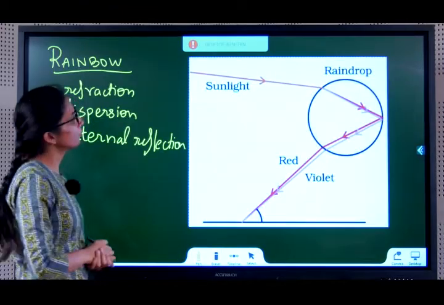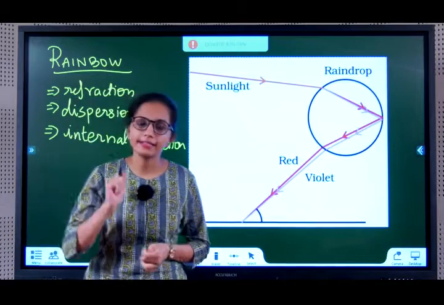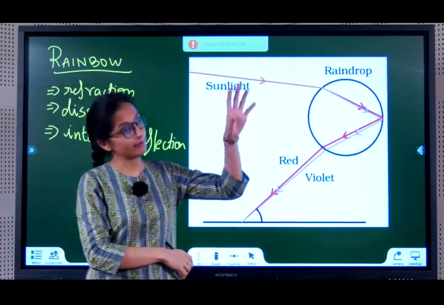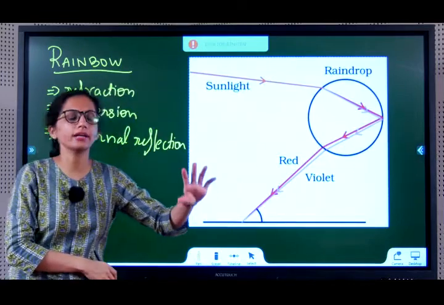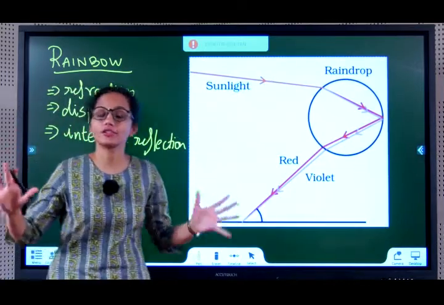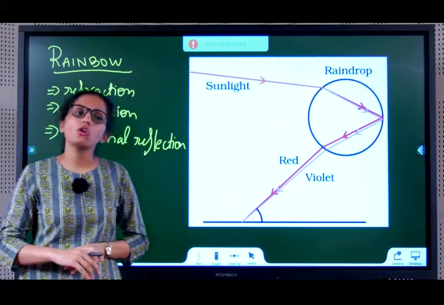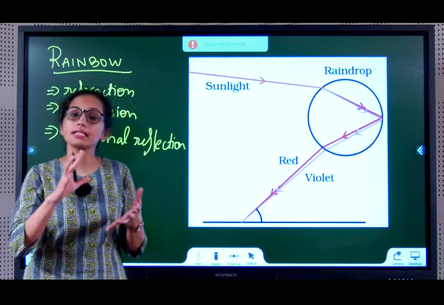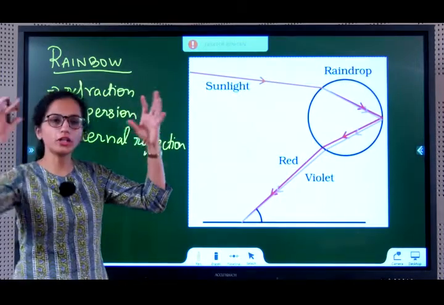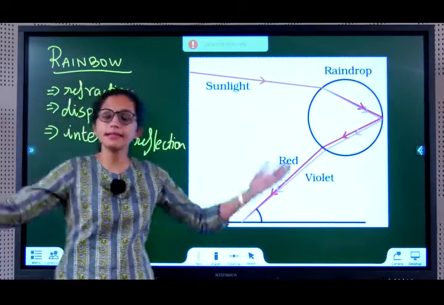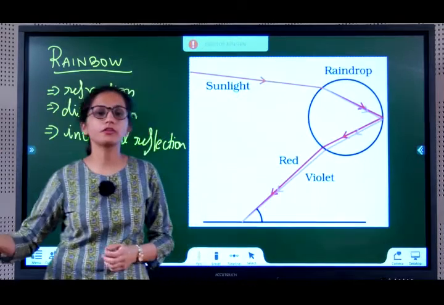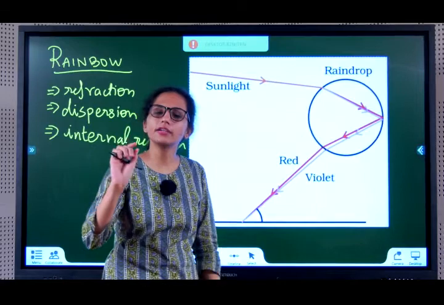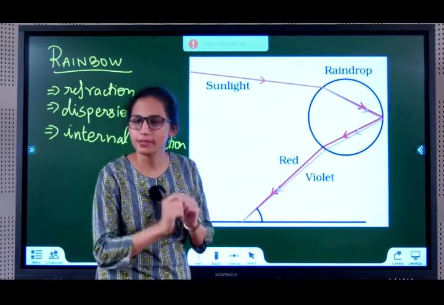So how is the rainbow formed? And when is it formed? You will observe a rainbow when it has just rained and there is also a bright sun shining. So you need the sun and you need the after-rain. That means after the rain there will be a few water droplets suspended in the sky. There are water droplets here. These water droplets act like small prisms.